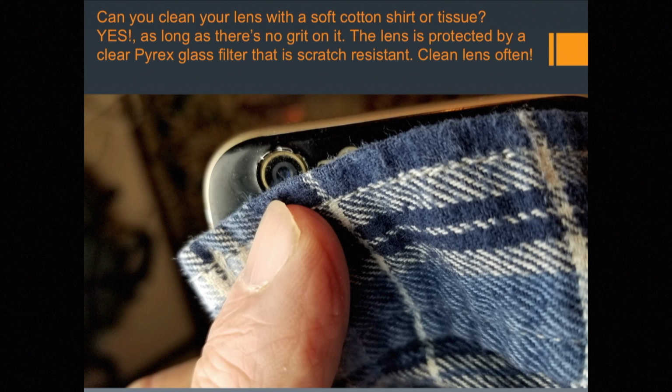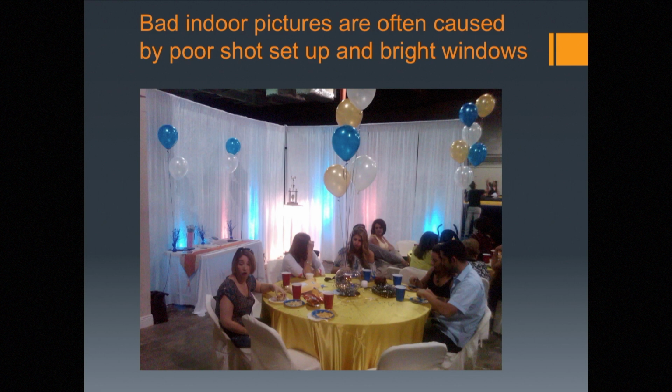Another thing that we get bad pictures from is bad setup. Bad indoor photographs are often caused by poor shot setup and bright windows in the background. Everything that can be wrong with this photograph is wrong. No one's looking at the camera. There's a bright glare because the sun is hitting a window in the background. It's just an awful photo.